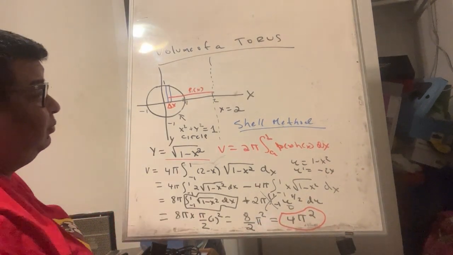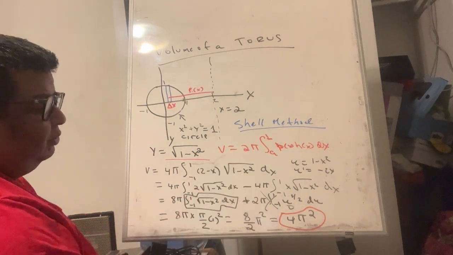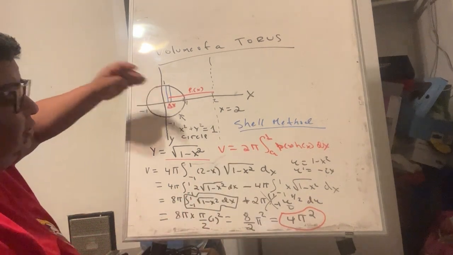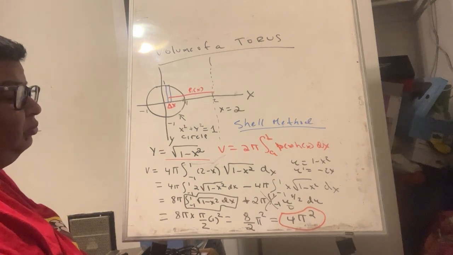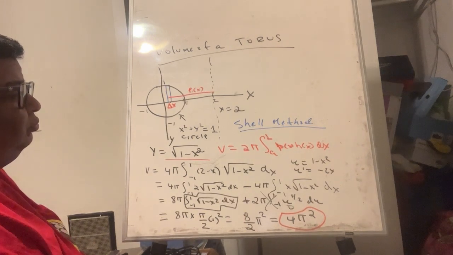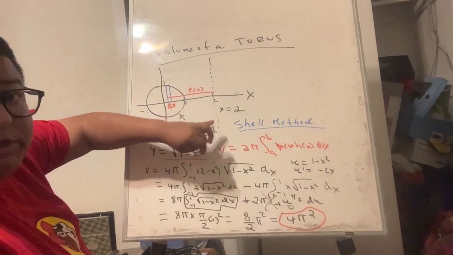So the volume is going to equal 4 pi squared for this torus when it's centered about the line x equals 2.